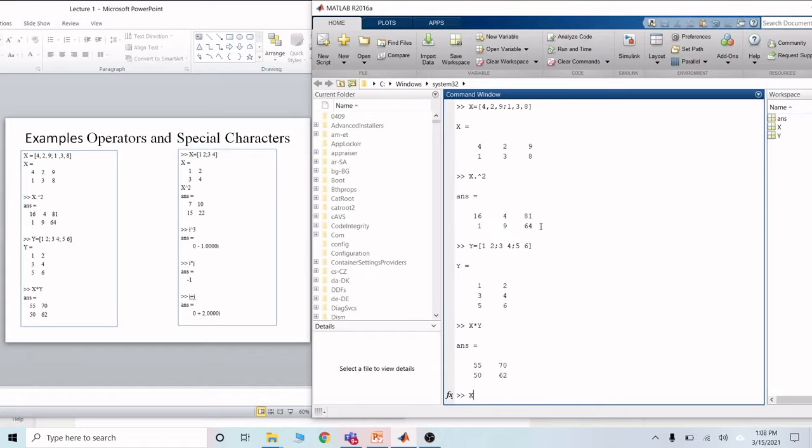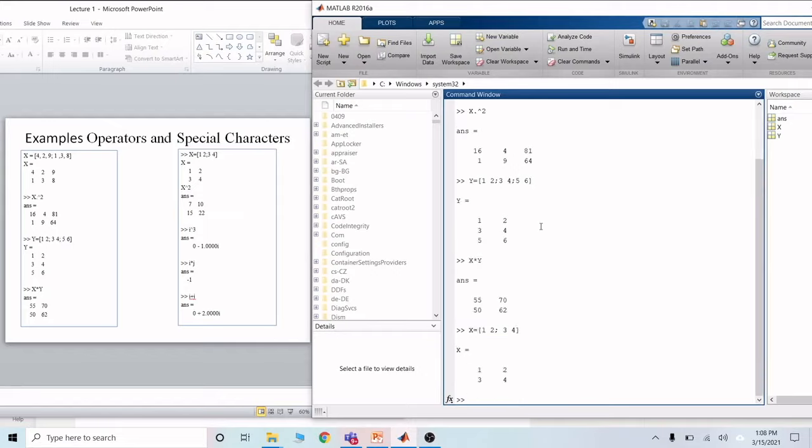Now, I am taking x as 1, 2, semicolon, 3, 4. That is 1, 2, 3, 4, a 2 cross 2 matrix. X squared means the matrix square, x star x, which is matrix multiplication. Then I am using x dot caret 2. This means I am taking the square element-wise. Here I am taking the square of matrix x.